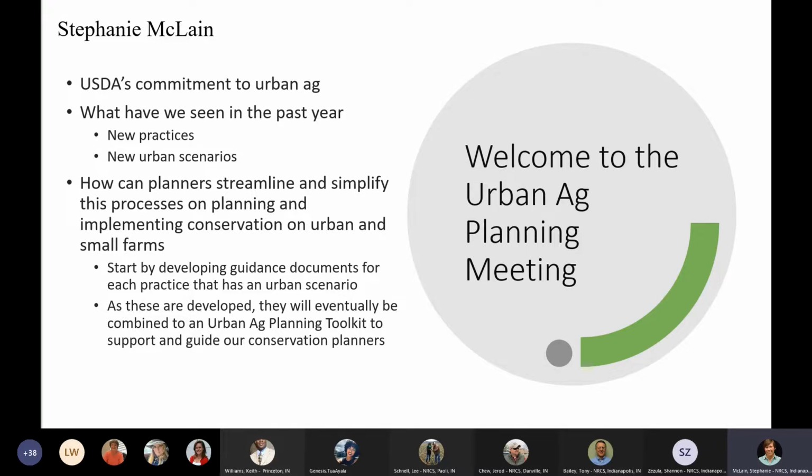The other thing that we really wanted to think about is how we can streamline and simplify this process. We all know that we're really good at working with our farmers and doing great conservation planning, but then we take that work that we've done with the farmer on the landscape and put it into business tools and potentially into a conservation contract. And sometimes, especially with small farms, that gets really difficult. So we're hoping to use these guidance documents that we've been developing on a case-by-case basis for conservation practices to develop this urban ag planning toolkit.